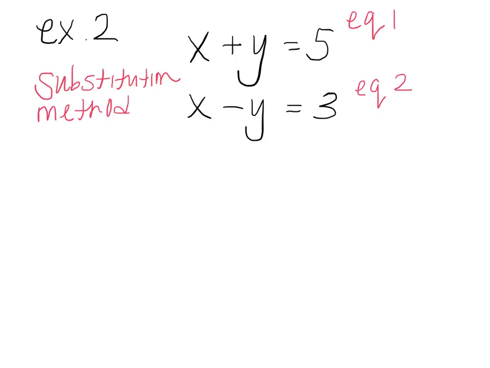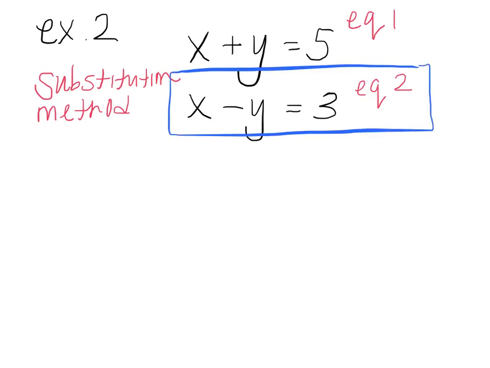So I'm going to stick with equation 2. And I'm going to try solving for x. So I'm going to get x by itself here. So to do that, I'm going to add y to both sides. So now x equals 3 plus y, or y plus 3. So this is great. I have x by itself.